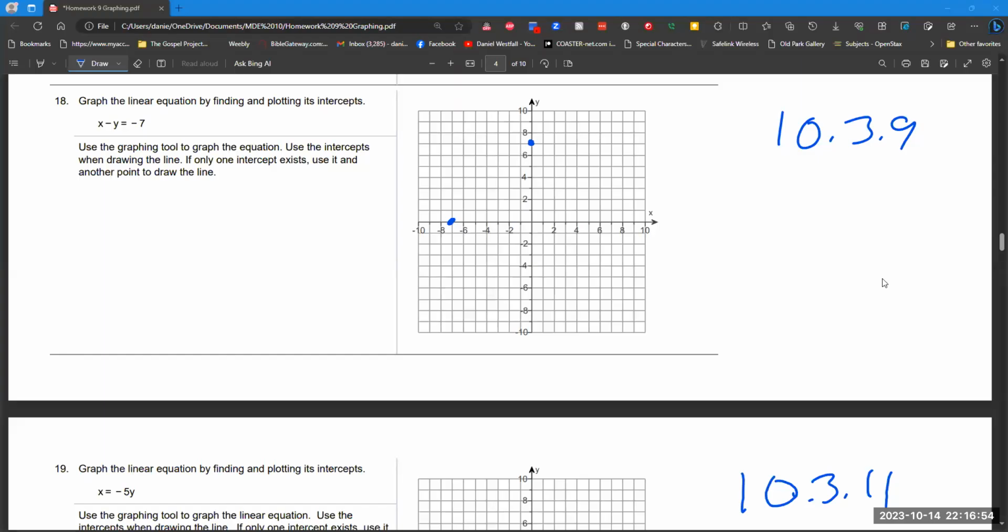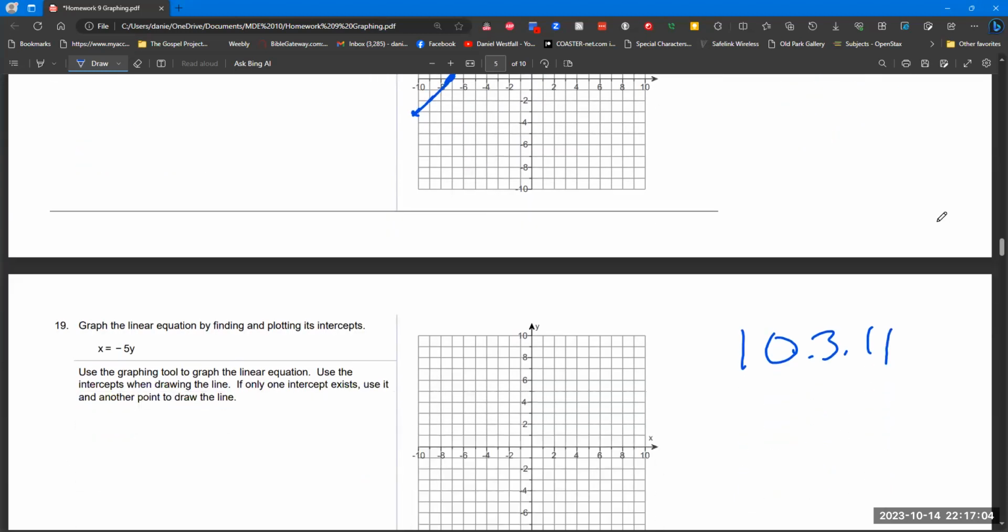Right, and then we're just going to connect the dots here. Again, use a straight edge if you can, like so.